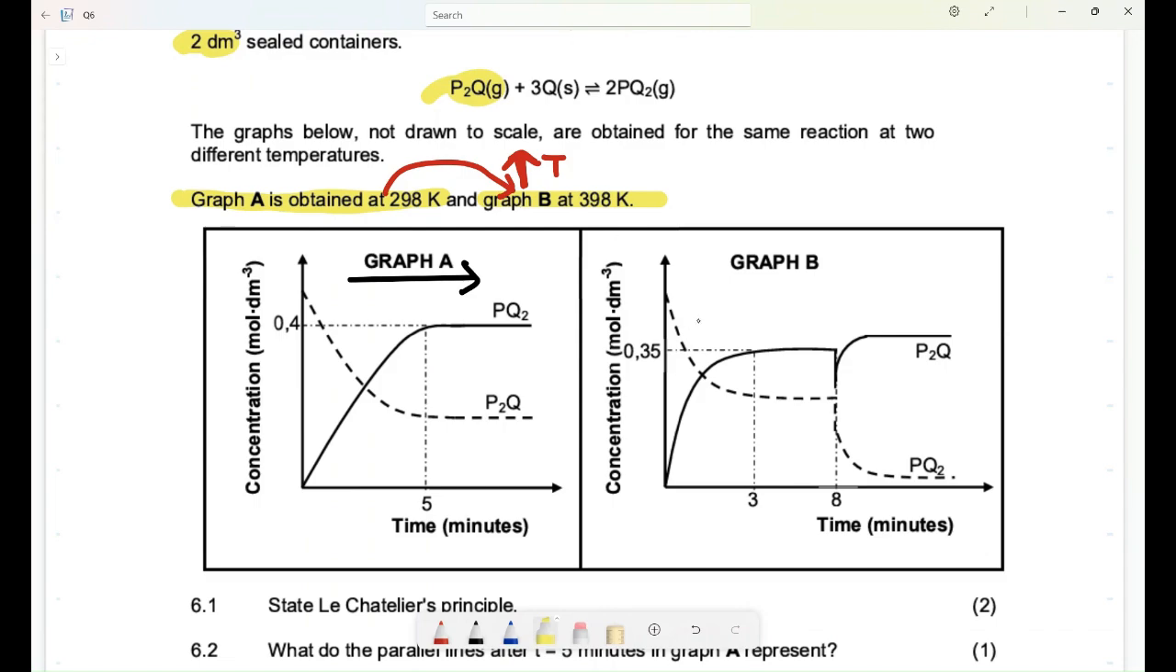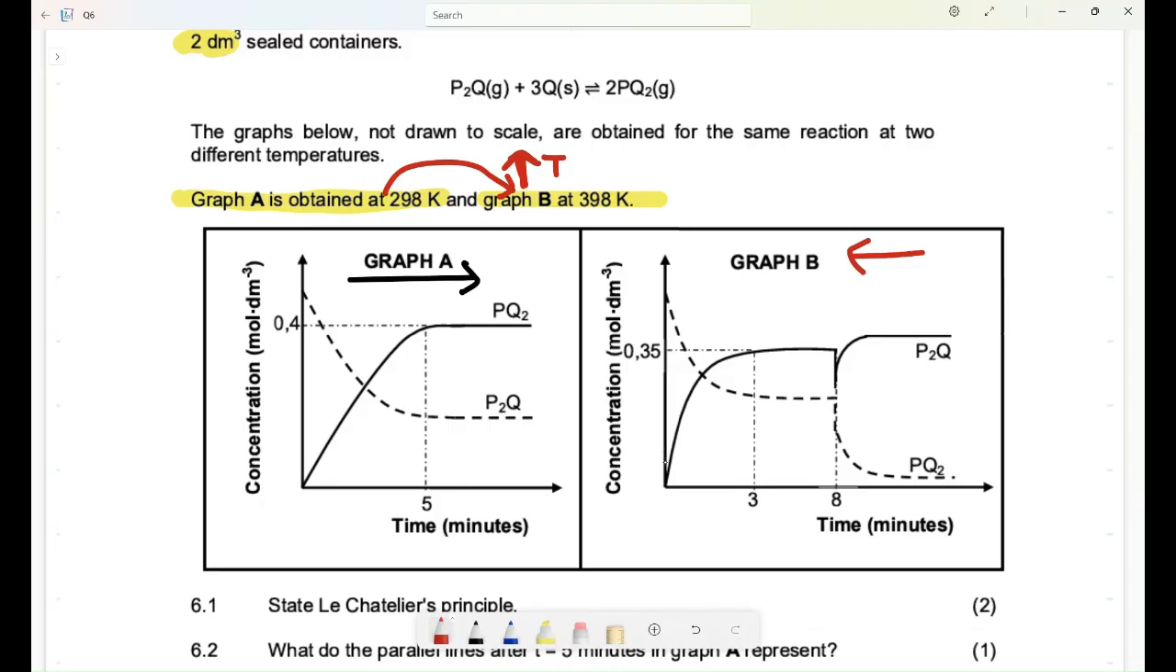After an increase in temperature, what happened? Can you see now this one, it is PQ2. Okay, now the dotted lines now represent PQ2. Now this is our product. Now can you see now after a change, after an increase in temperature, what happened? Our product decreased. Can you see now our product decreased here, whereas our reactant P2Q increased. So now it means in this case the reverse reaction was favored.